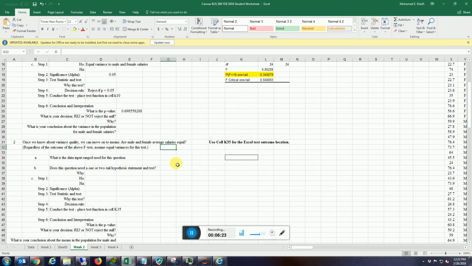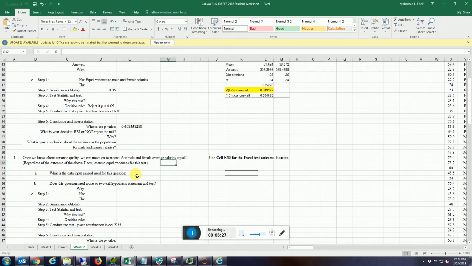Now we go to the second question. Once we know about the variabilities, that they're equal, we can test the average salaries. Okay, so we want to compare the mean salary for male versus mean salary for female, and again we want to test if they're equal or not. We don't want to test if males are making more than females at this point. We just want to test equality.